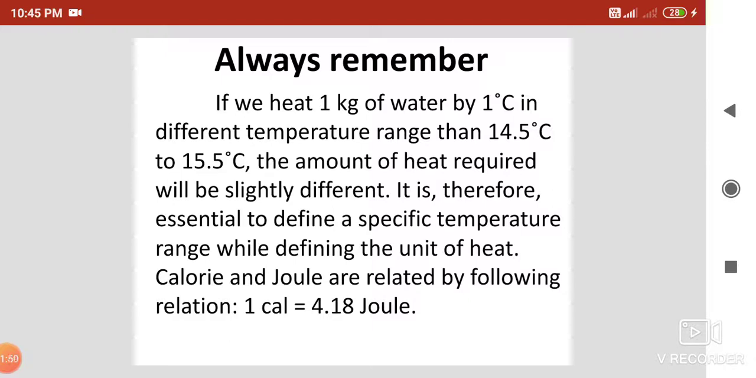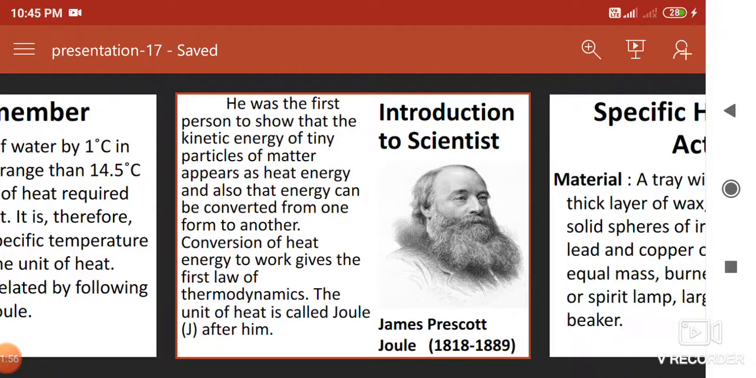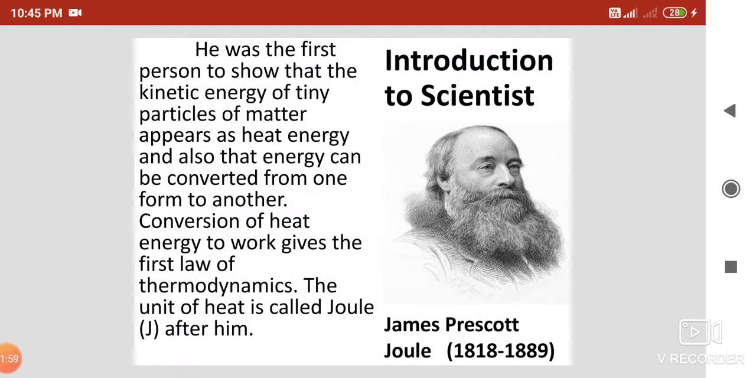Now let us see the important scientist. The unit joule is named after a scientist. He was the first person to show that the kinetic energy of the tiny particles of matter appears as heat energy. Whenever the small particles of matter are in motion, they have heat energy.